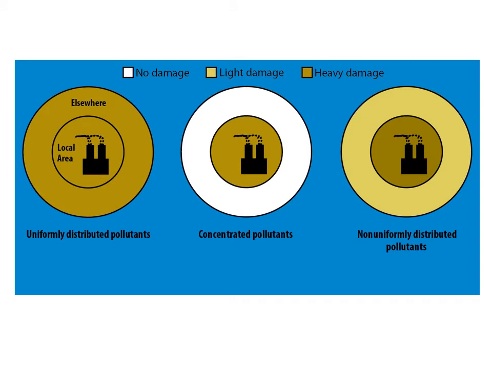And here we have examples of uniformly distributed pollutants, which are distributed both in the local area as well as elsewhere. Concentrated pollutants cause damage in the local area with no damage outside, and non-uniformly distributed pollutants cause heavy damage in the local area, but not so much heavy damage outside of the local area. So those are pictures showing those various things. Okay, that finishes part 1 of this chapter 6.